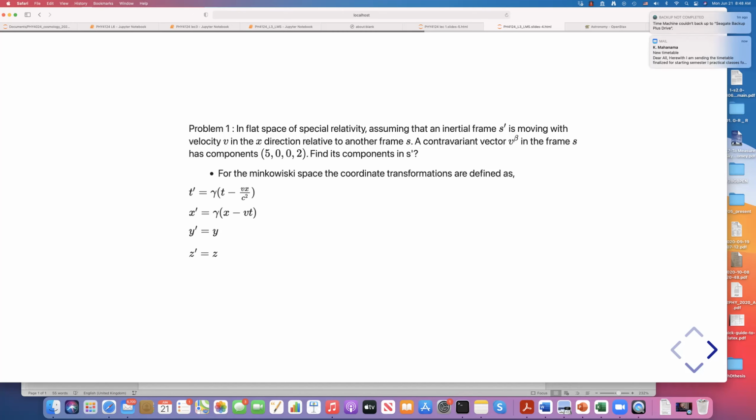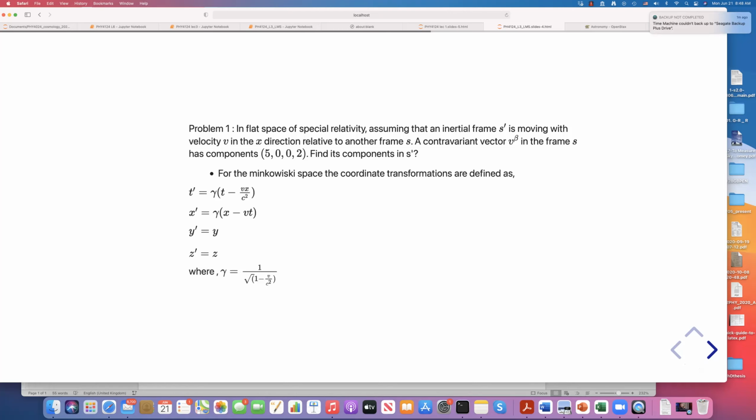And you have to find the components in S dash, right? So what are the components? Now you have the components in the frame S. You have to convert this into the components in the S dash frame, right?